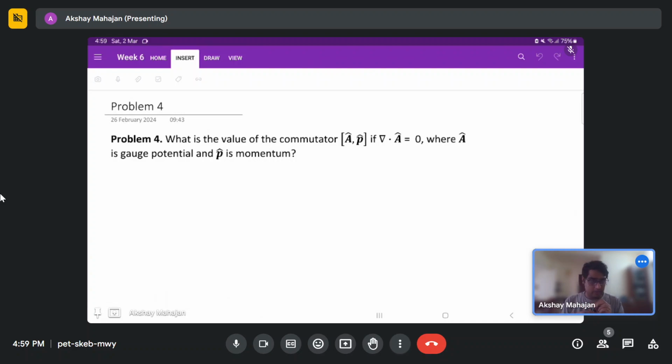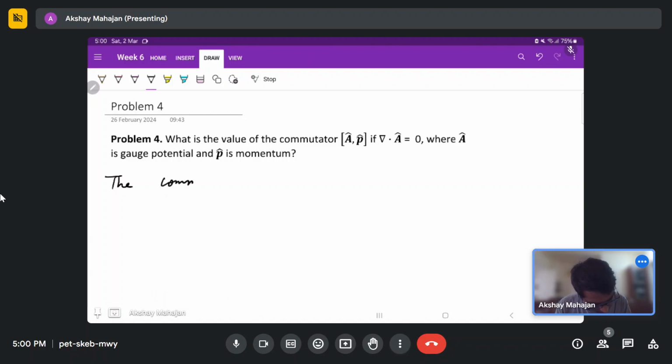Okay, so what is given to us? What is the value of the commutator [A, P] if the gradient dot product of this gauge potential A, that is the divergence, is 0, where A is our gauge potential and P is momentum. Okay, so we have to find this commutator relation. We will act this commutator on some psi.